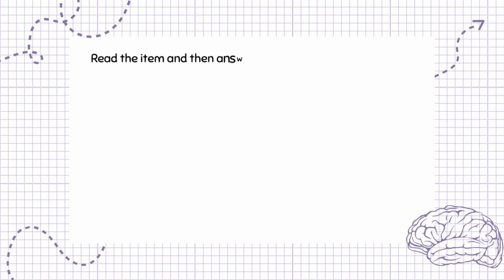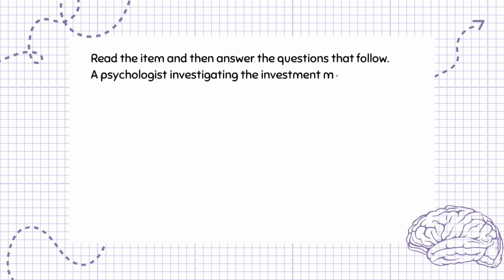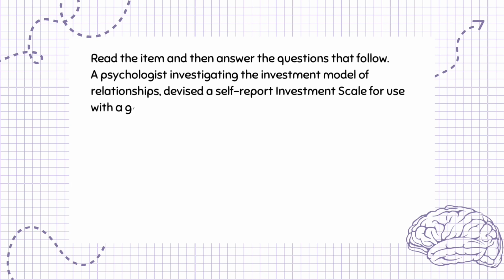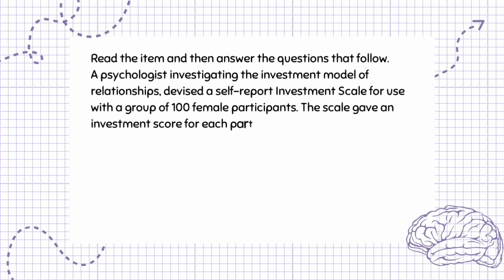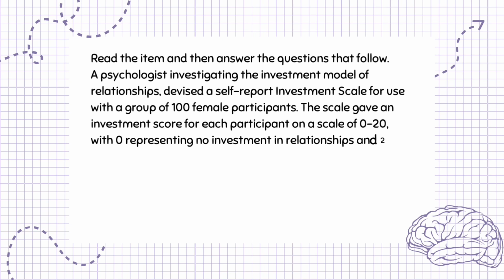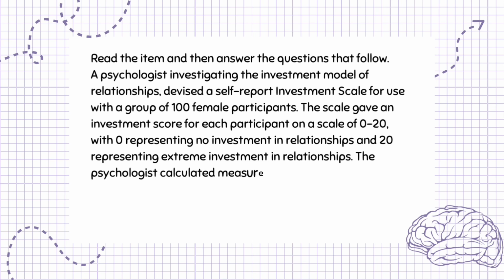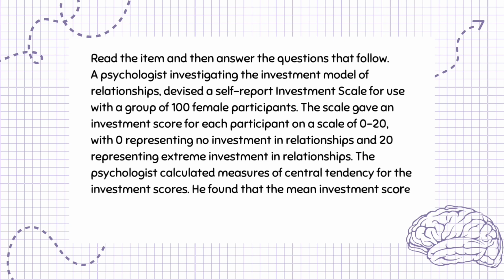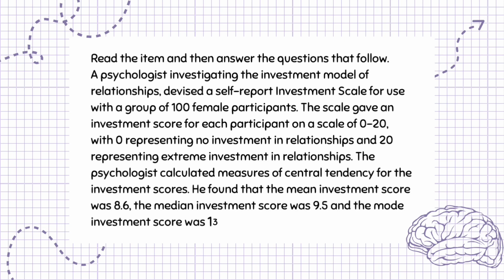Read the item and then answer the questions that follow. A psychologist investigating the investment model of relationships devised a self-report investment scale for use with a group of 100 female participants. The scale gave an investment score for each participant on a scale of 0 to 20, with 0 representing no investment in relationships and 20 representing extreme investment in relationships. The psychologist calculated measures of central tendency for the investment scores. He found that the mean investment score was 8.6, the median investment score was 9.5 and the mode investment score was 13.